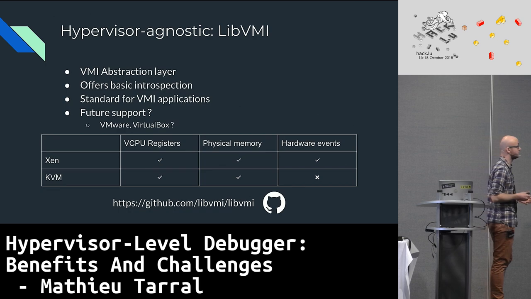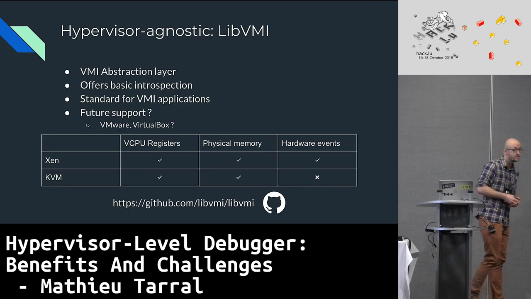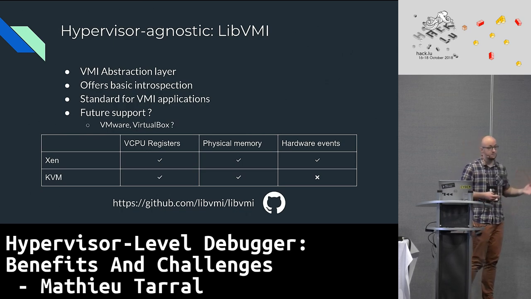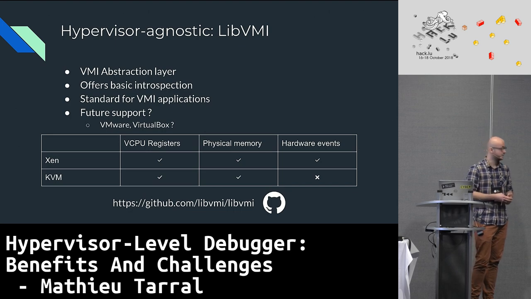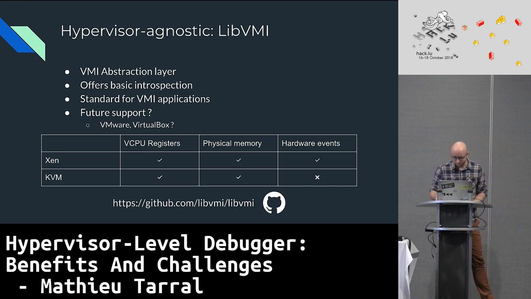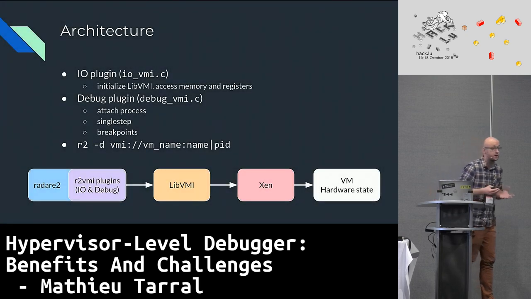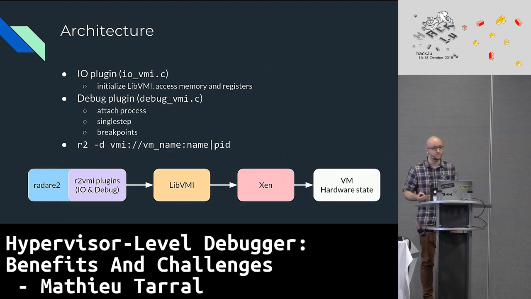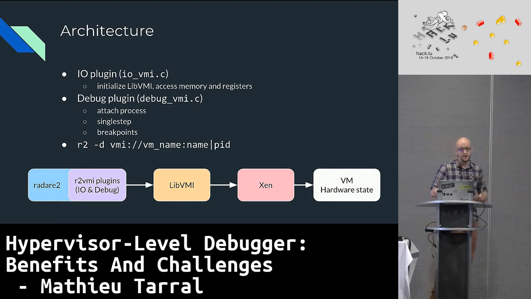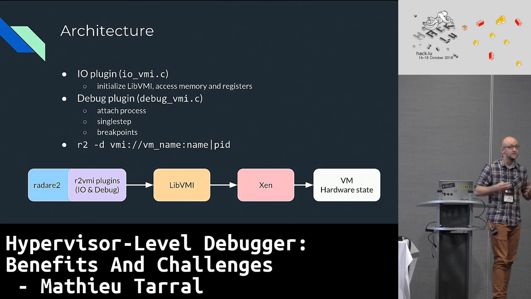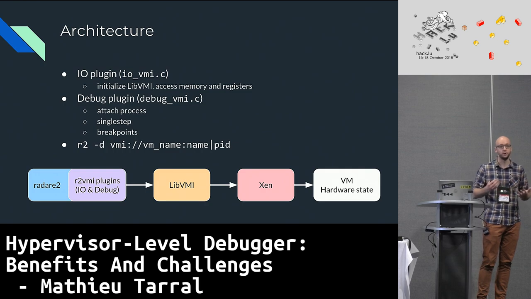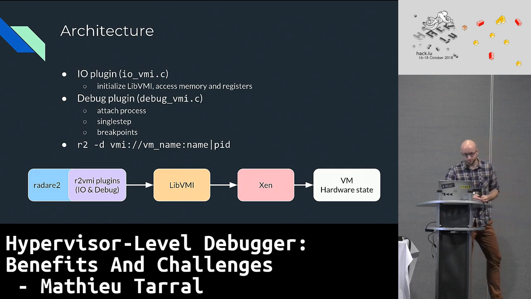So what is hypervisor support for libvmi? Xen is fully supported at this moment. They have registers, memory, and hardware events. And KVM is on its way, thanks to Bitdefender, who have been writing awesome patches for that. So this is my final architecture. I will use Radare as the main tool for debugging, because it's really flexible and it allows me to write a debugger backend and implement my own debugger with plugins. I will write an I/O plugin, which will deal with initializing libvmi and accessing the memory, and a debug plugin, which will deal with all the hardware events and the debugging events.